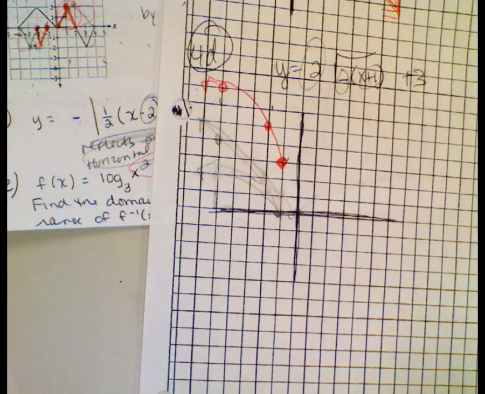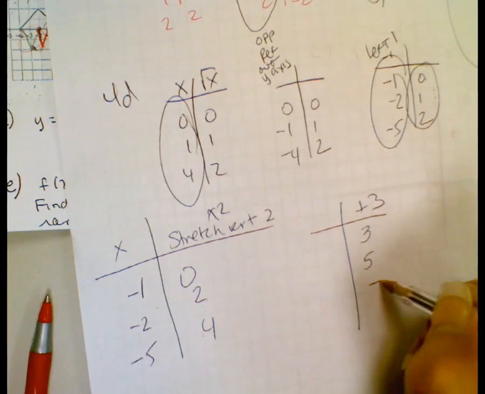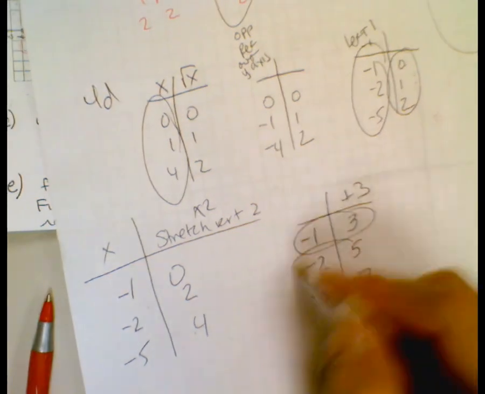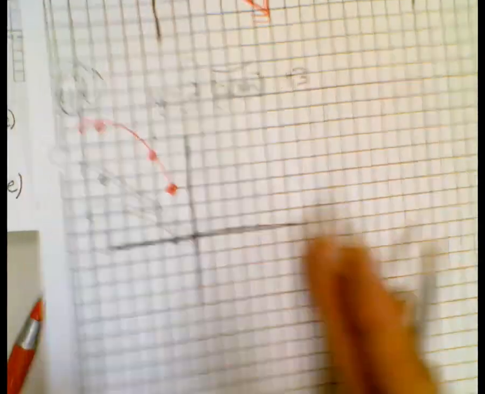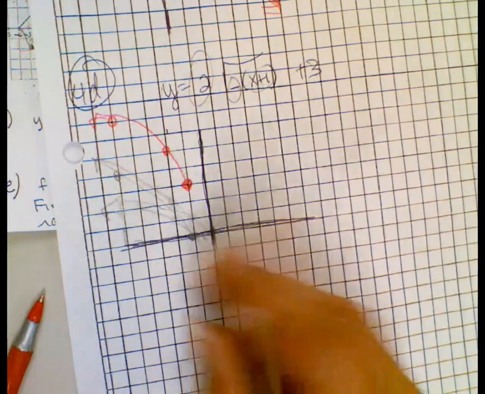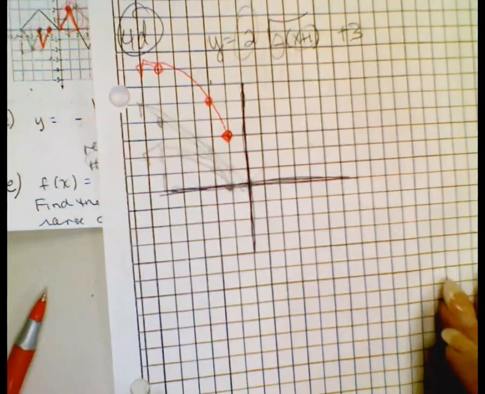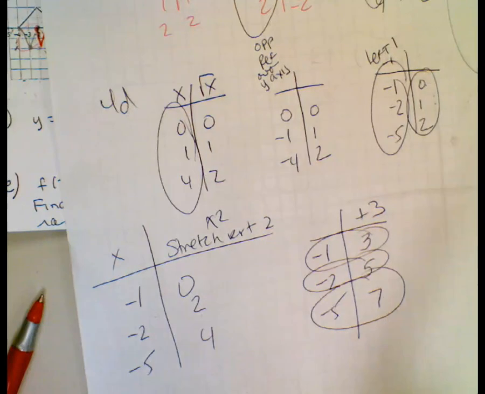What would it look like on a t-table if we add 3? Adding 3 would be adding 3 to all these, 3, 5 and 7, but keeping the x's the same. So these should be the 3 ordered pairs that I'm looking for at the end. Negative 1, 3, right there. Negative 2, 5, which is right here. And negative 5, 7, which is right there. These are hard problems because there's so many reflections. So if you need to keep it organized with t-tables, you should do that because you don't want to mess up.